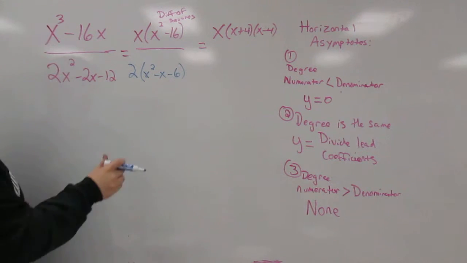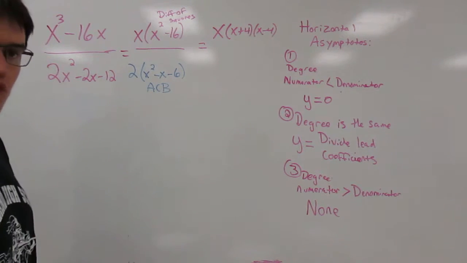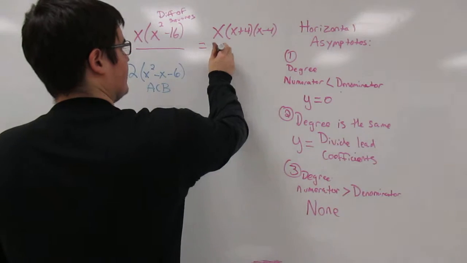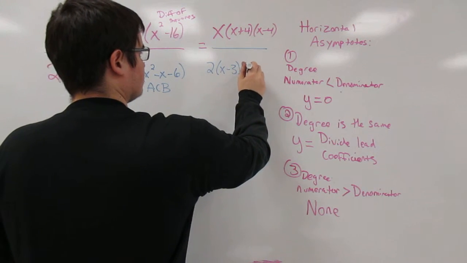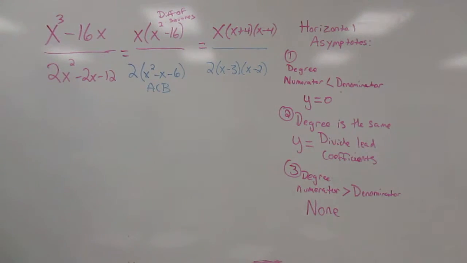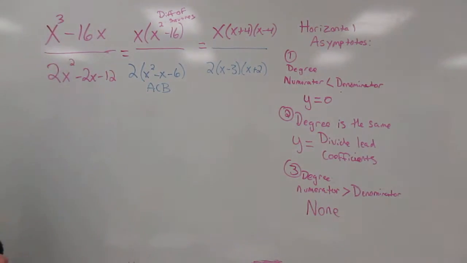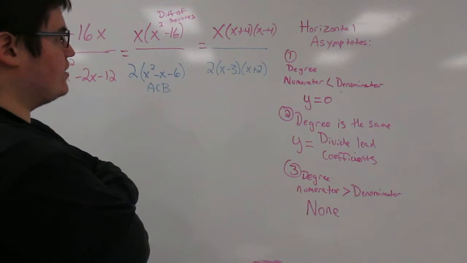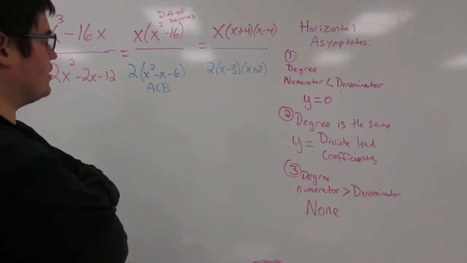Then this here I could use my ACB method. Remember, if you don't know how to do that, look back at previous videos. And that's going to equal 2 times... Okay, there we go. Now looking at this, we don't see anything that really cancels, so this just avoids any holes or anything like that.